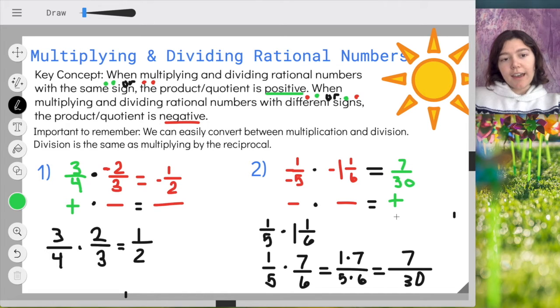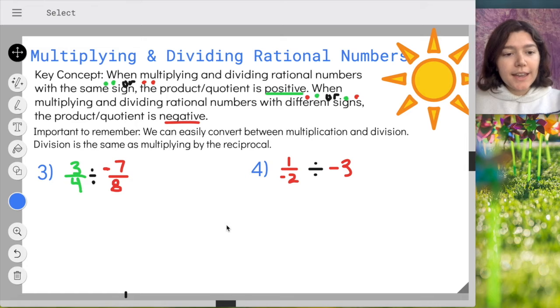Alright, great. Now we're going to go into division, which is going to involve the same kind of idea. Okay, and now we have question 3, which is going to be a division question, dividing fractions. I have 3/4 divided by negative 7/8. Okay, so like before, our first thing we're going to do is figure out, is our quotient in this case, because it's a division problem, going to be positive or negative?